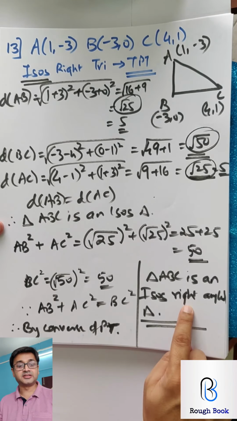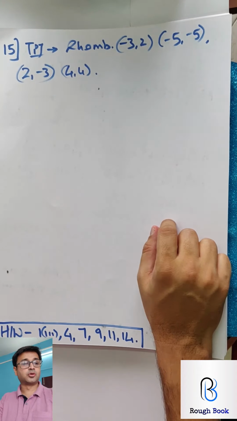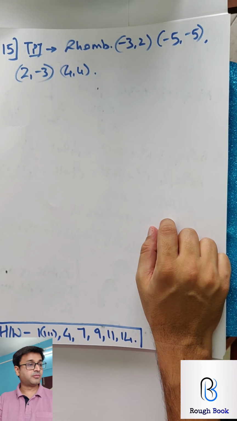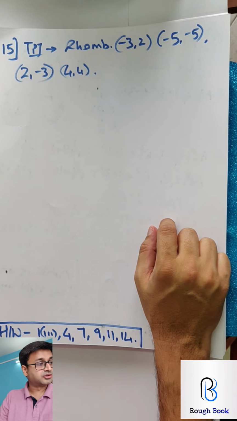Great job. 15th one, you got to prove this as a rhombus. This is damn simple. I am pretty sure everyone should manage this one. So no one waiting for me. Come on, hit it guys. Rhombus, how many sides? 4 sides, that's it. So let's call this as A, B, C and D. So first for AB, distance AB.